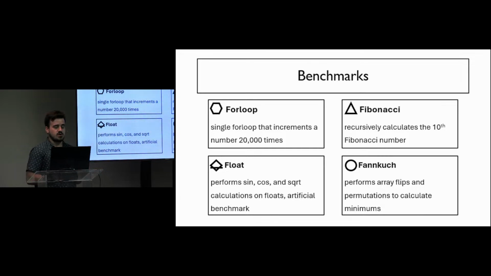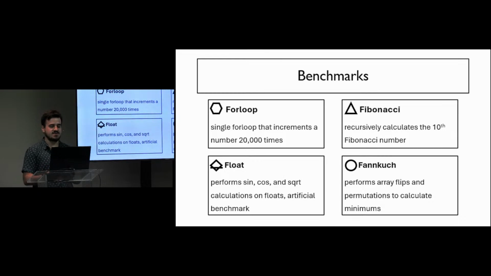We did this as well because it also has a bunch of function calls, and it imports other libraries, which is the only one that does that. So we can also see how other libraries interact with our HPy backend. And then lastly, there's the Pfannkuch benchmark, which just performs a bunch of array flips and permutations with specific criteria to calculate the minimum amount of flips needed to satisfy certain conditions.